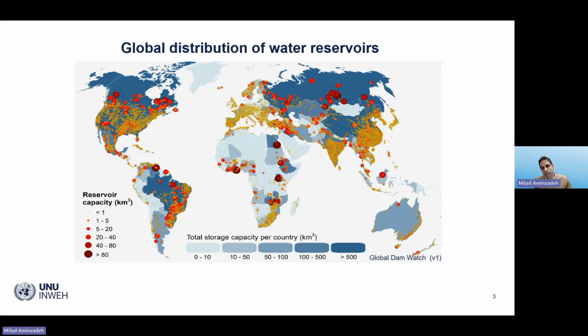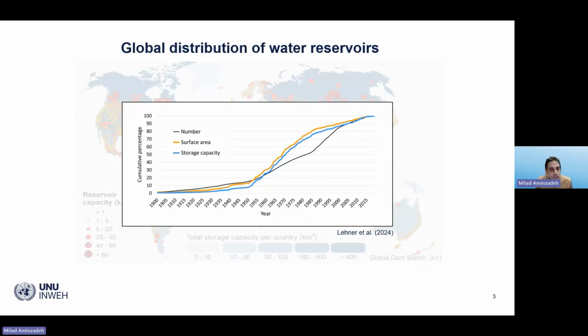In fact, human-made water reservoirs could be, I don't know, dams, impoundments, storages, river barriers, and so on. We have them almost everywhere, but perhaps with a higher density in China, India, in Europe, and across the United States. In this plot here, we see the increase in the number, surface area, and storage capacity of reservoirs since 1900. We see almost from 70 years ago, around 1950, we have a jump in water reservoirs. Relative to that time, today we have around 10 times more reservoirs.